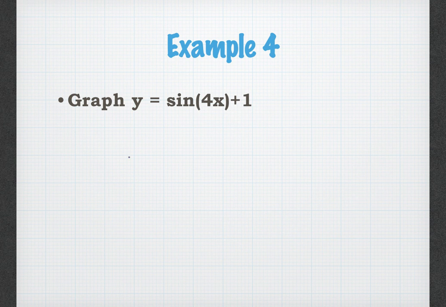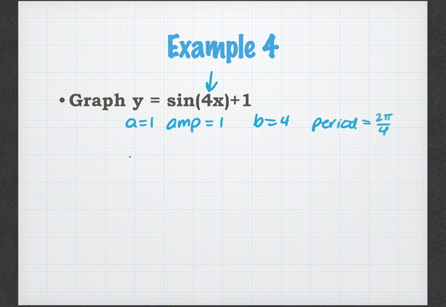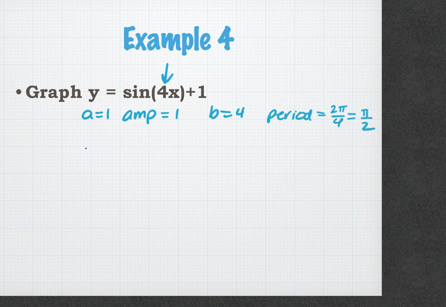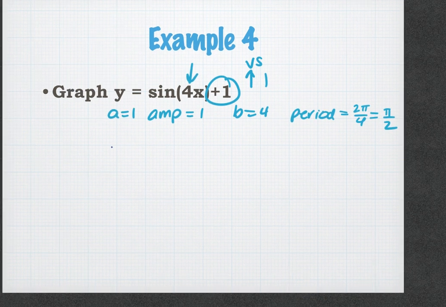Okay, so this one, my A is 1, which means the amplitude is 1. The B is 4, which means the period is 2 pi over 4, or pi over 2. And there's a vertical shift up 1. My key points are at 0, and then pi over 2 times 1/4, pi over 2 times 1/2, pi over 2 times 3/4, and then pi over 2.